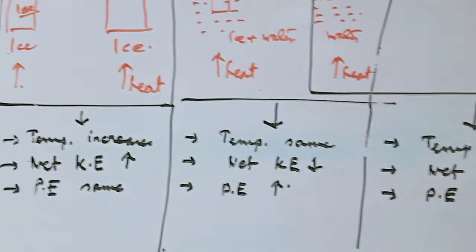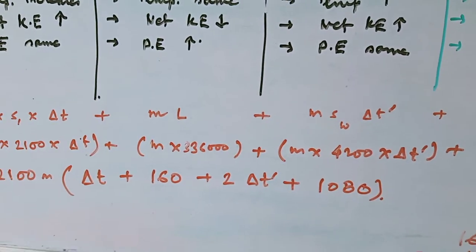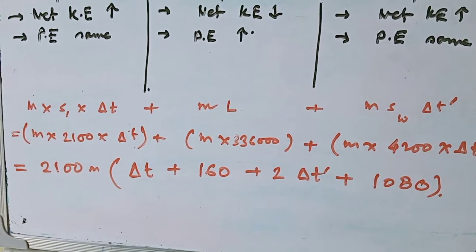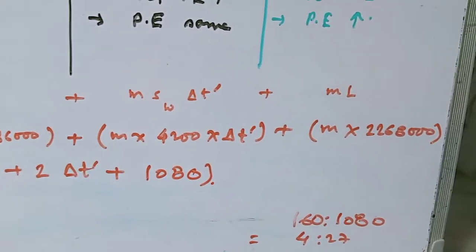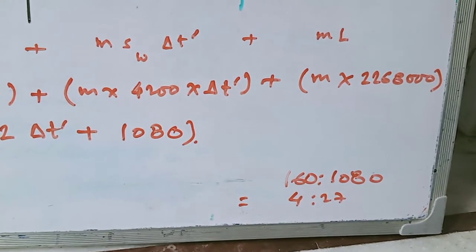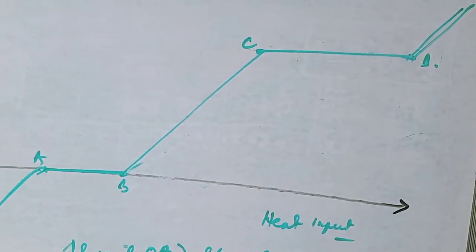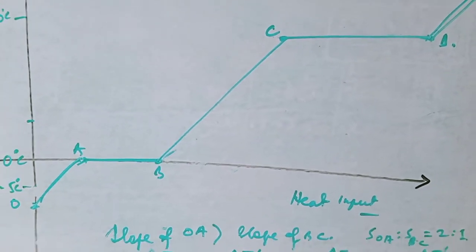Again see, the latent heat of fusion of ice is 336000 and the latent heat of vaporization is 2268000. If we compare these two, we will get 4:27. So these regions of this graph, AB and CD, will be in the ratio 4:27. So CD must be greater than AB.